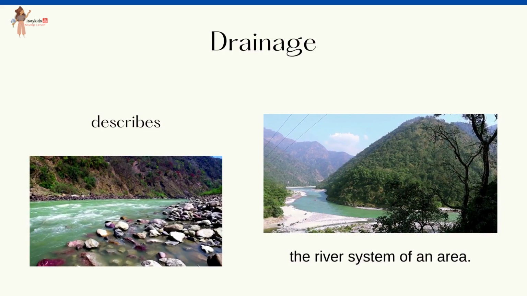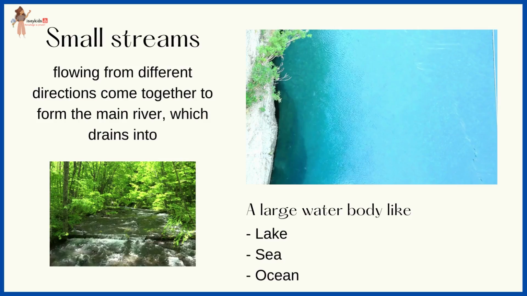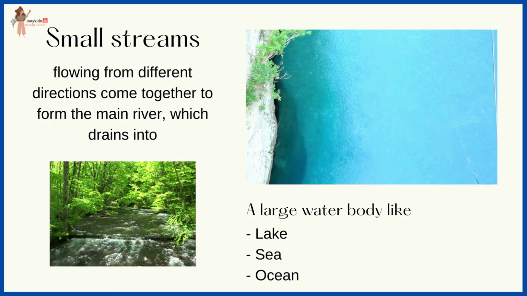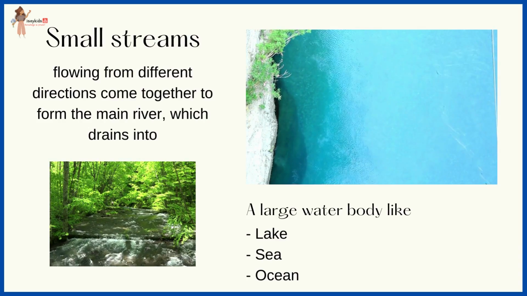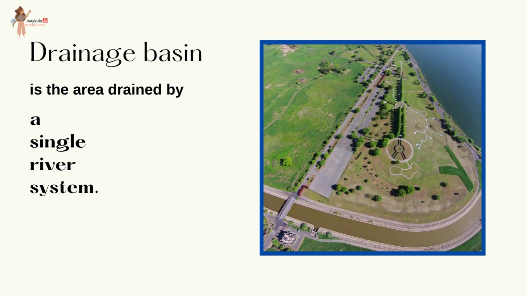The term drainage describes the river system of an area. Small streams flowing from different directions come together to form the main river, which ultimately drains into a large water body such as a lake or a sea or an ocean.